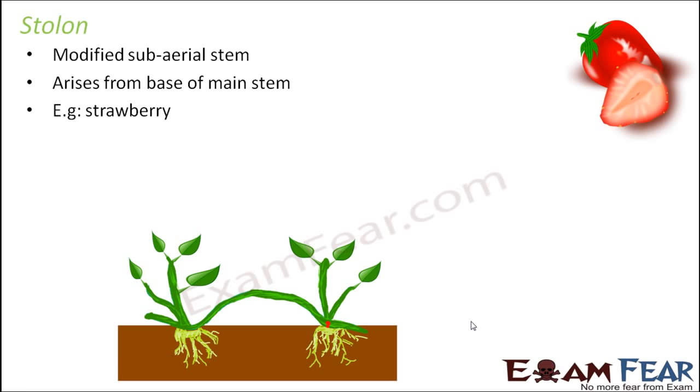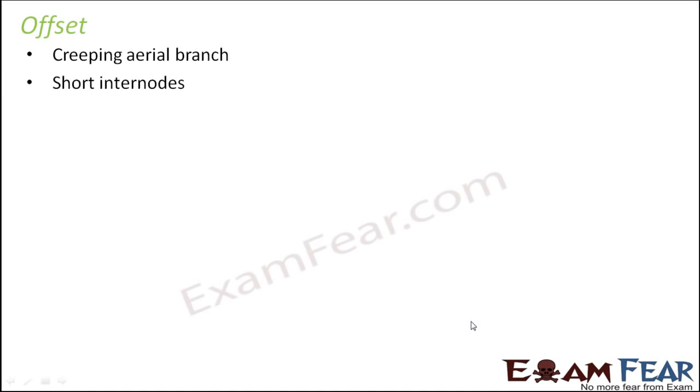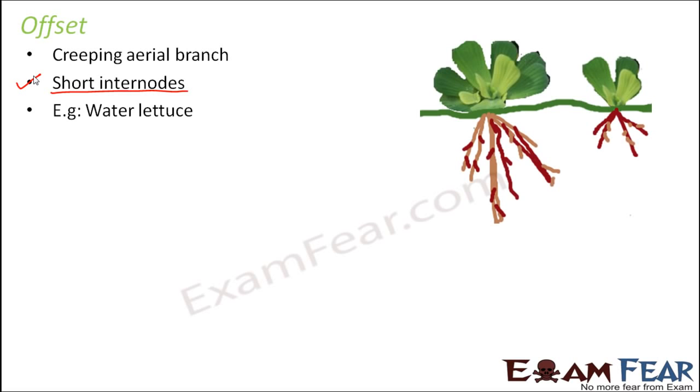So let us look at the last type of creeper, that is offset. Offset is again a creeping aerial branch. Most of the time it is aerial, that is, it is above the ground. They have short internodes, unlike runner. In case of runners, they had remarkably long internodes. In case of offset, they have quite short internodes. A very good example of offset is water lettuce.